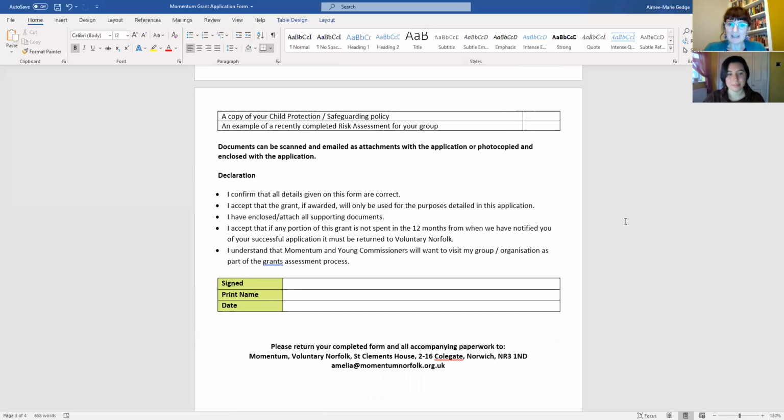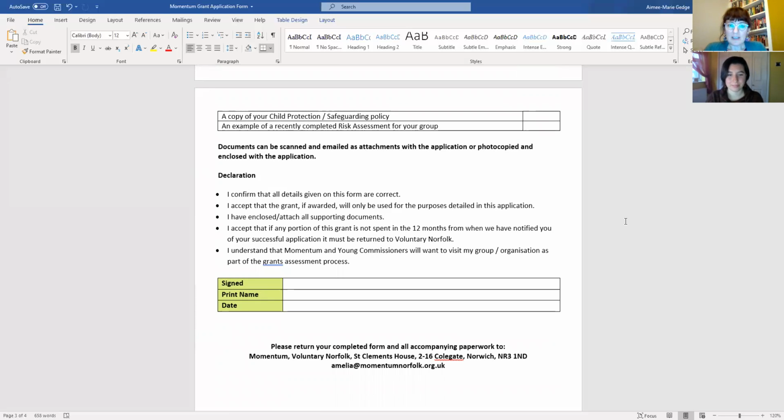Although, as Amy said, if you need to change your purpose, then you just need to get back in touch with us, and we might need to get in touch with the young commissioners. And this is something that has come up a lot this year, because people's plans have had to change and then change again. And we are flexible, but you do just need to let us know, and you do need to factor in the extra time it will take to get the new purposes signed off by us and by the young commissioners.